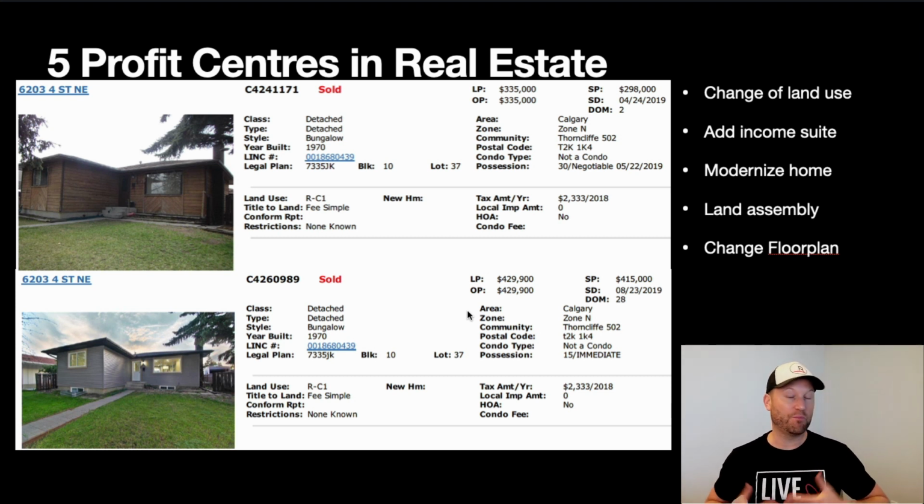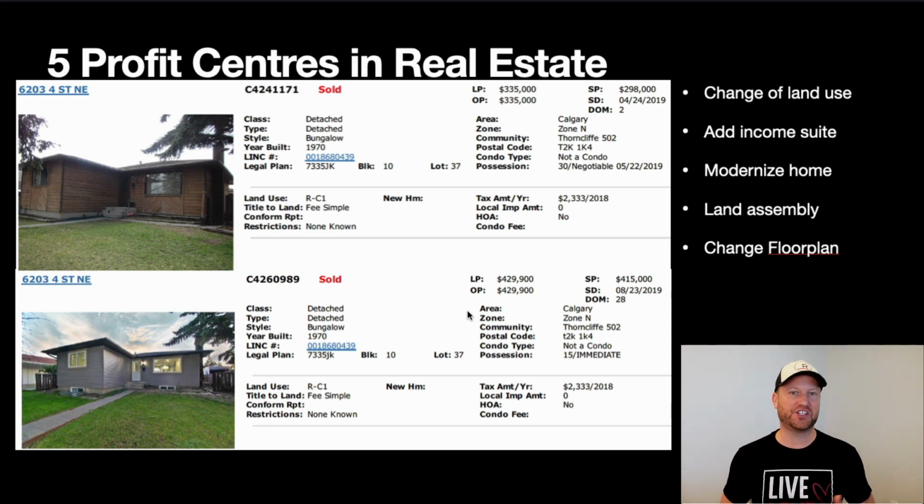Changing land use, so applying to the city for a higher zoning where developers could maybe acquire your land, is a great way to actively add value. Adding an income suite to not only add a way to get more income out of a property, but you're making it more valuable for somebody that might buy it from you to, say, live in one unit and rent out the other. Modernizing a home is a great way to do that, just fixing it up and making it look better. We talked about land assembly, so we talked about change of use, but land assembly, where you can put several different lots together into a parcel to sell to a bigger fish in the real estate investing game to go and develop something, is another great way to add value to a property.